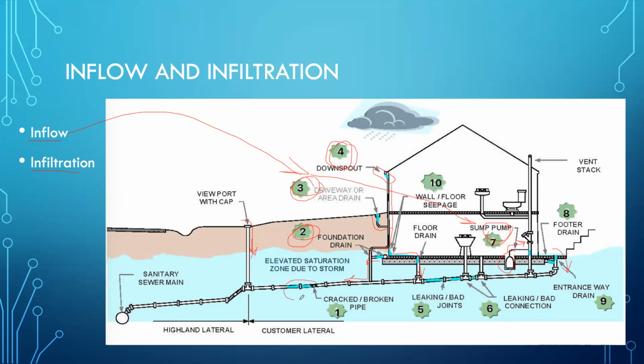Infiltration is through faults in the system. So here we have a cracked, broken pipe and high groundwater, leaking or bad joints, water's getting into it, leaking or bad connection, we have water getting into it. Now there's a couple features in the picture where water is supposed to get to the sewer. The vanity drain is supposed to go into the sewer. The toilet is supposed to go into a sewer. That's the whole point of what they're there for. And the wash tub in the laundry room is supposed to go into the sewer.